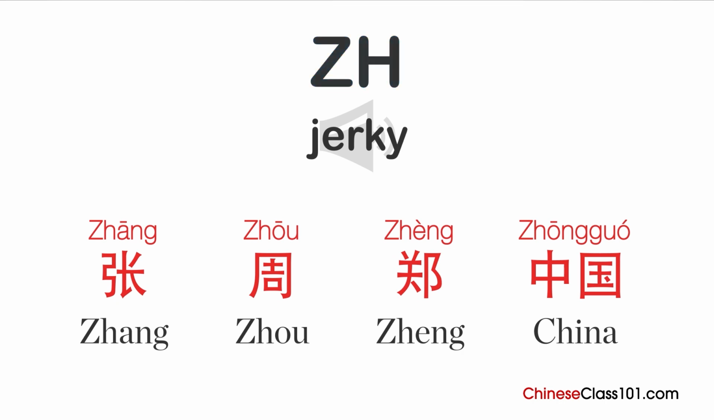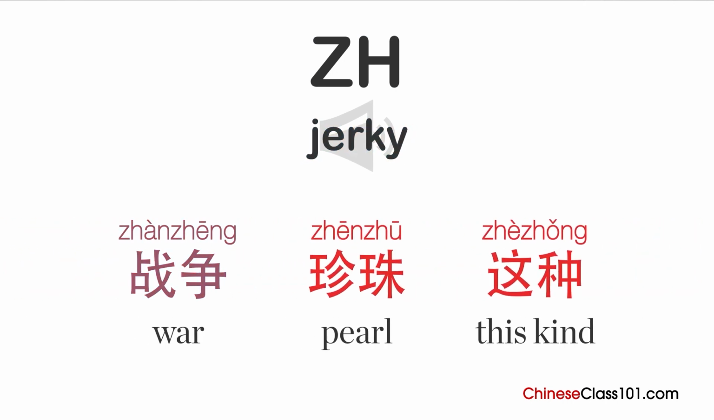Now let's look at a double initial, ZH. You may see it in some very common Chinese family names like Zhang, Zhou, Zheng, and in this word, 中国, China. ZH sounds like the first sound in jerky, with the tip of the tongue raised against the hard palate. Try 战争, war, 珍珠, pearl, 这种, this kind.